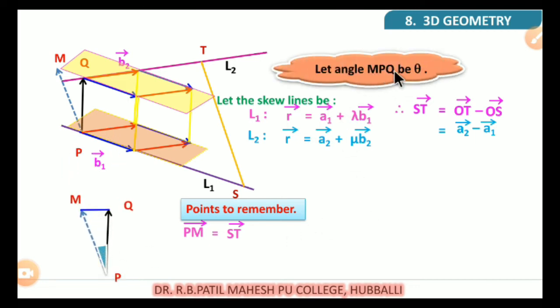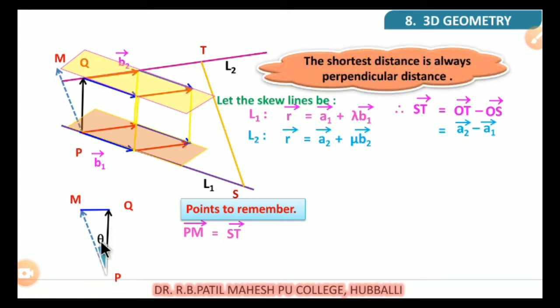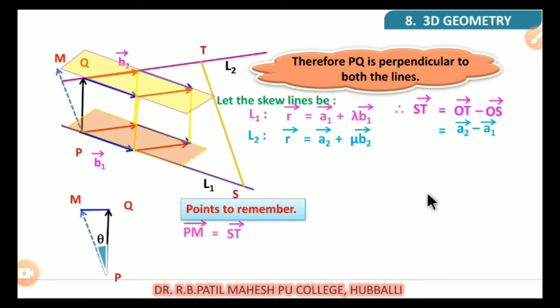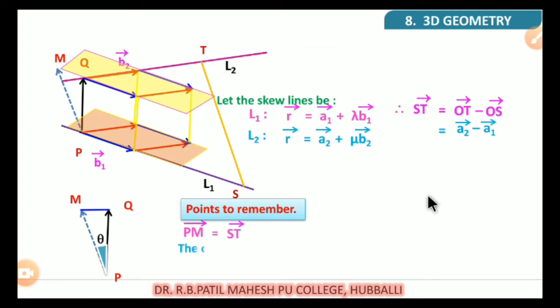Definitely that angle MPQ can be taken as theta here, and the shortest distance is always the perpendicular distance. Meaning the line which is perpendicular to both the lines is the shortest distance. Therefore PQ is perpendicular to both the lines.